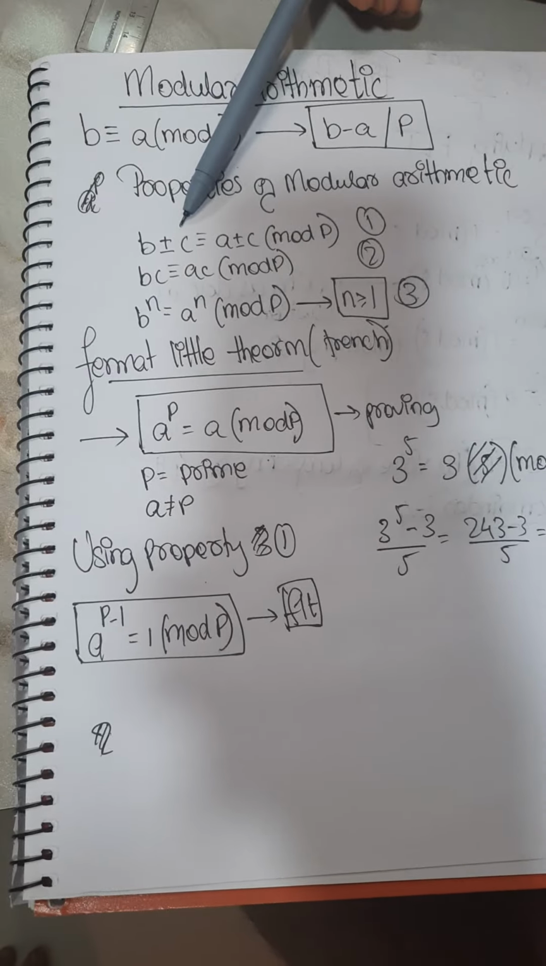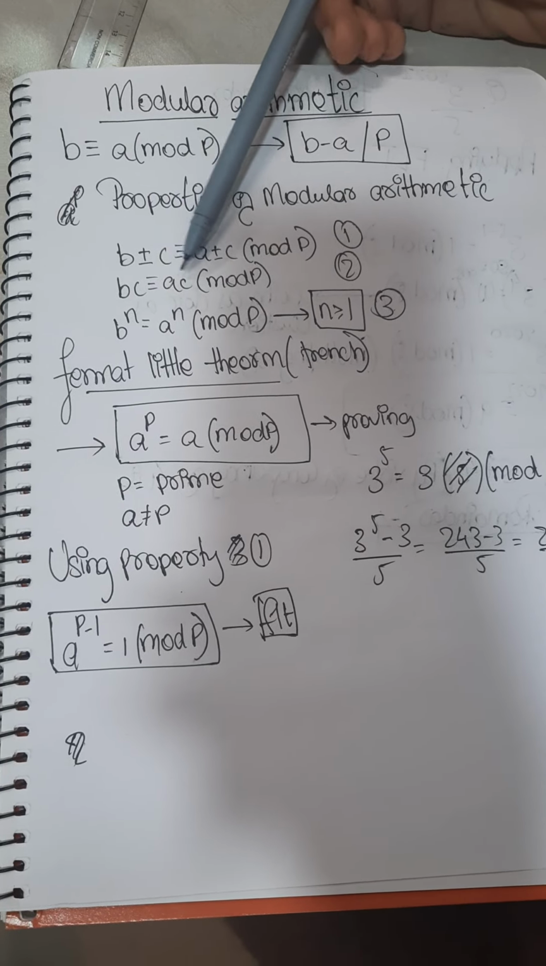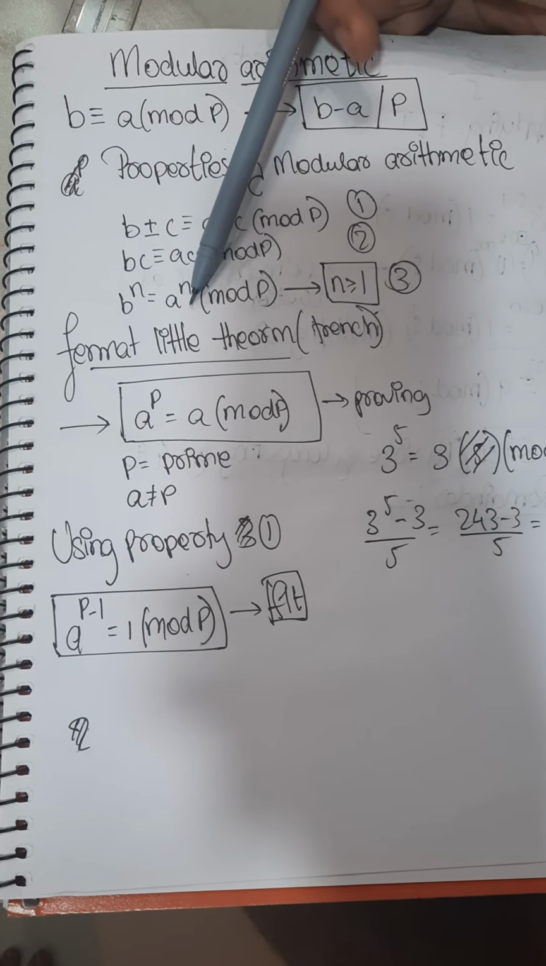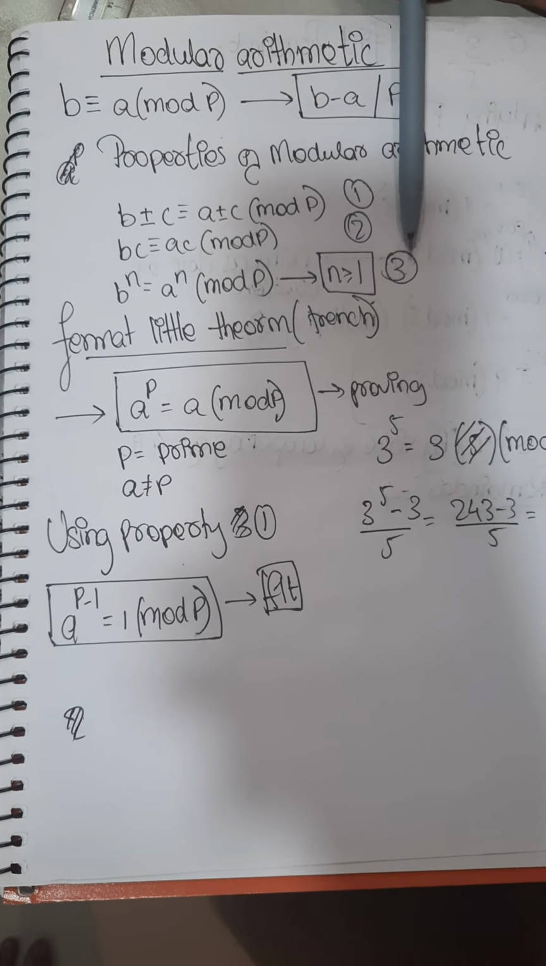So B plus C is congruent to A plus C mod P, property number 1. BC is congruent to AC mod P. And b to the power of n is congruent to a to the power of n mod p, where n is greater than or equal to 1. This is property number 3.